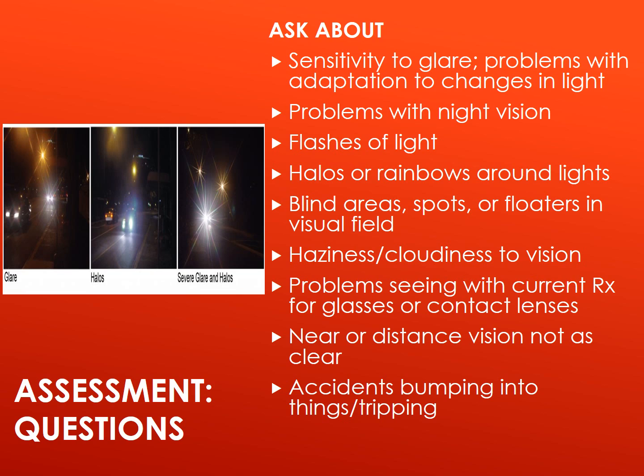Ask about sensitivity to glare, problems with adaptation to changes in light, problems with night vision, flashes of light, halos or rainbows around lights, blind areas, spots or floaters in the visual field, haziness or cloudiness to the vision, problems seeing with the current prescription for the eyeglasses or contact lenses, near or distance vision not as clear, accidents bumping into things or tripping. Glare, rainbows, or halos around lights are all caused by how light enters the eye.